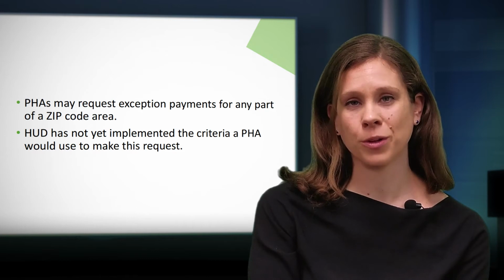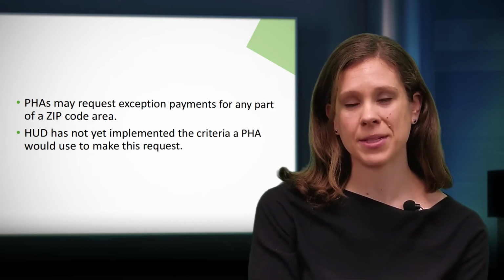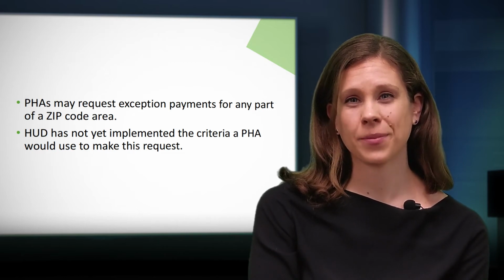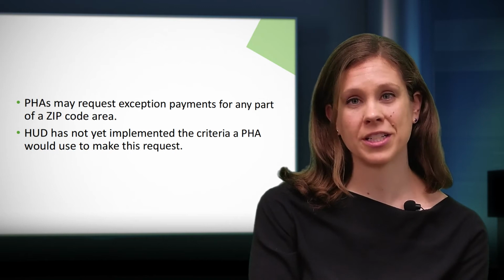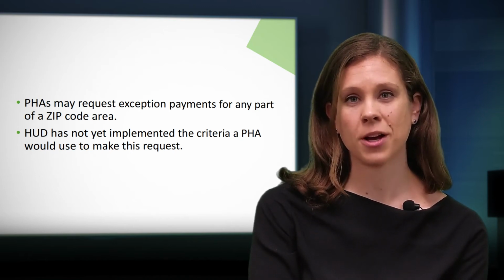Under the final rule, PHAs that implement small area FMRs may request exception payment standards for any part of a zip code or the entire zip code area. HUD has not yet implemented the criteria a PHA would use to make this request. Additional guidance from HUD will be forthcoming.